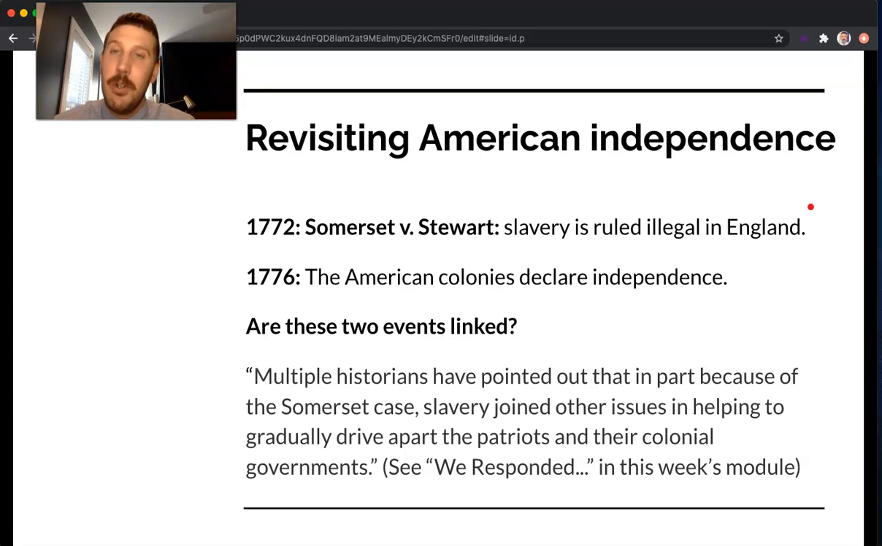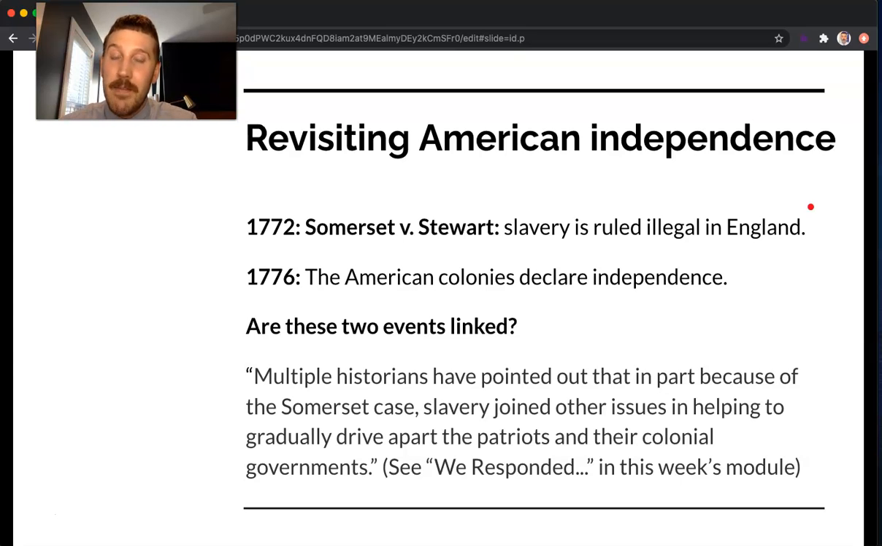In 1772, a court in England rules that slavery is illegal there. The ruling only applies to England proper, none of its colonies. And yet, that ruling provoked a kind of international sensational uproar, especially in the colonies where slavery was practiced, as being kind of threatening to those colonies and their way of life. And so, a mere 4 years later, the American colonies declare independence. Are these two events linked?